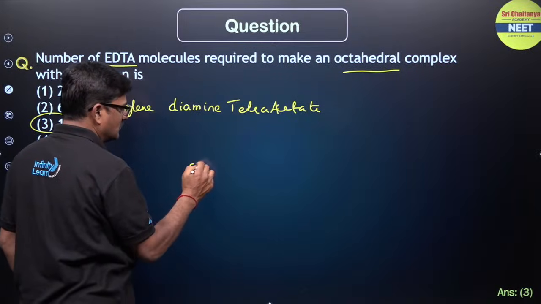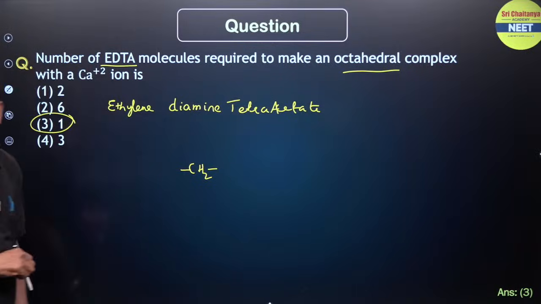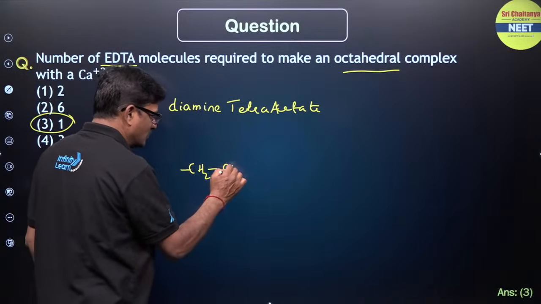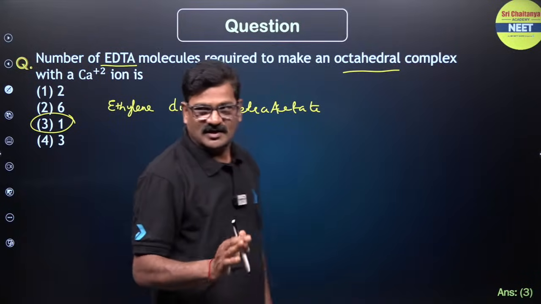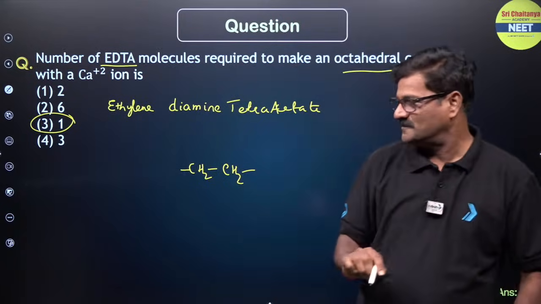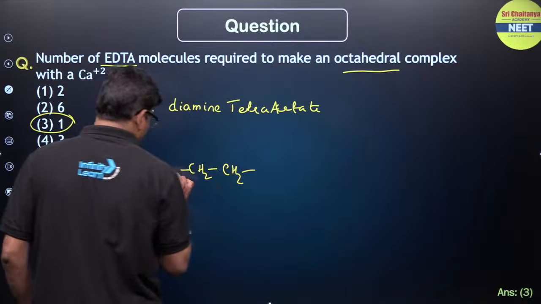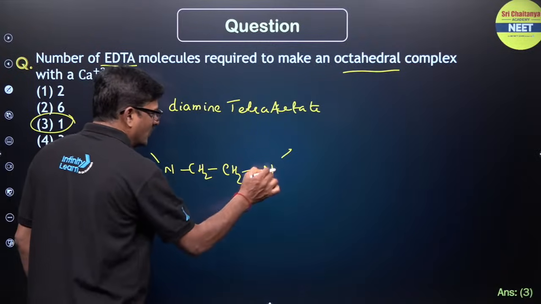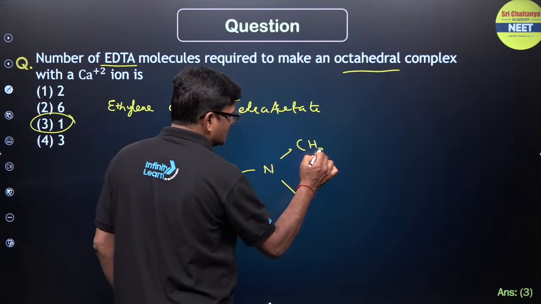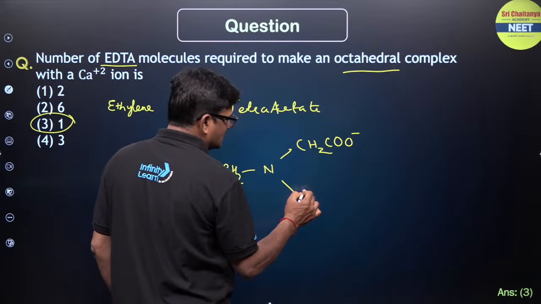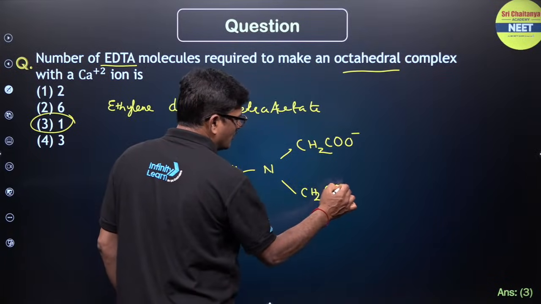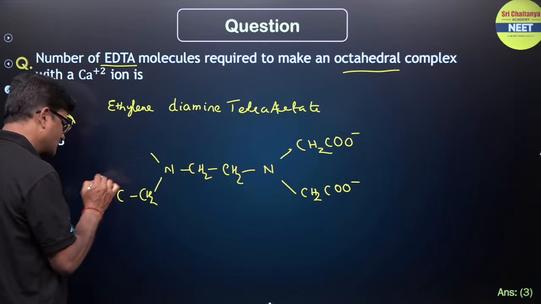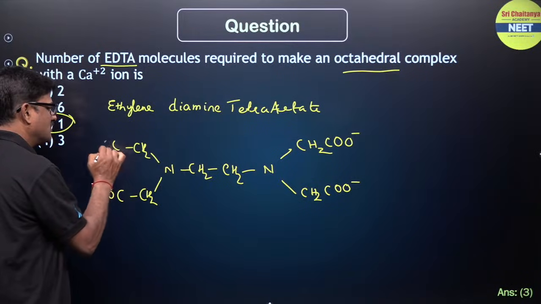What is ethylene? This is your methylene, right? Learning the structures is important. Methylene and ethylene, 2 carbons are there, ethylene. And diamine, so you are going to have 2 amino groups. And 4 acetate ions are there: CH2COO minus, CH2COO minus, CH2COO minus and CH2COO minus.